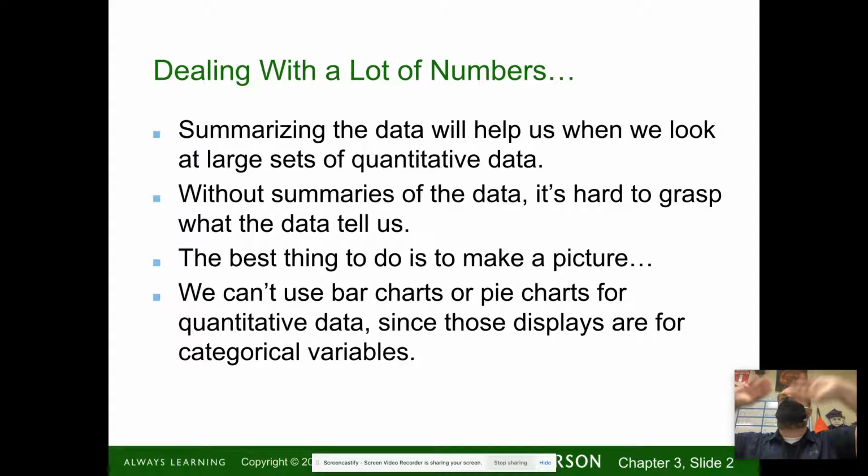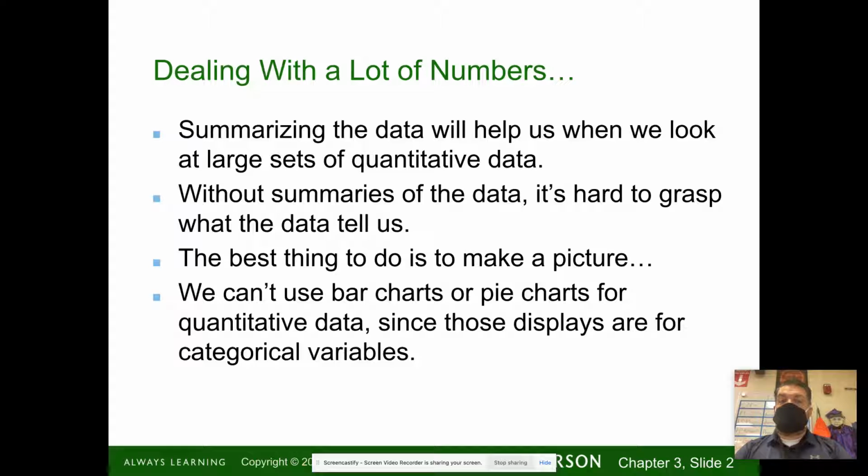So you could do this with cars. It doesn't necessarily have to be people or animals. It could be anything. But summarizing the data will help us, because even still, 1,000 people, that's a lot of data, okay? Without the summaries of the data, it's hard to grasp what the data tells us. It's just numbers if you don't organize it and analyze it and display it in a certain way.